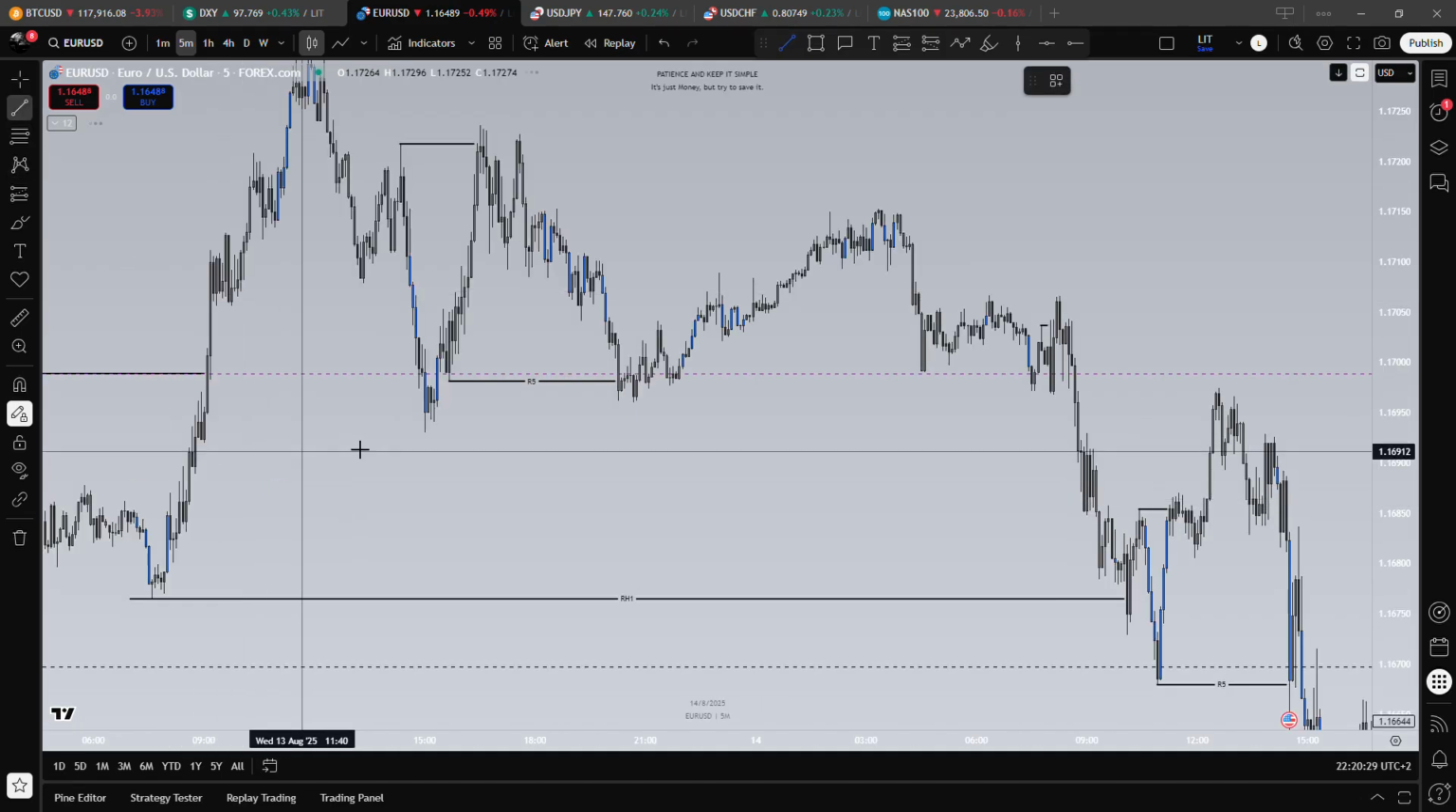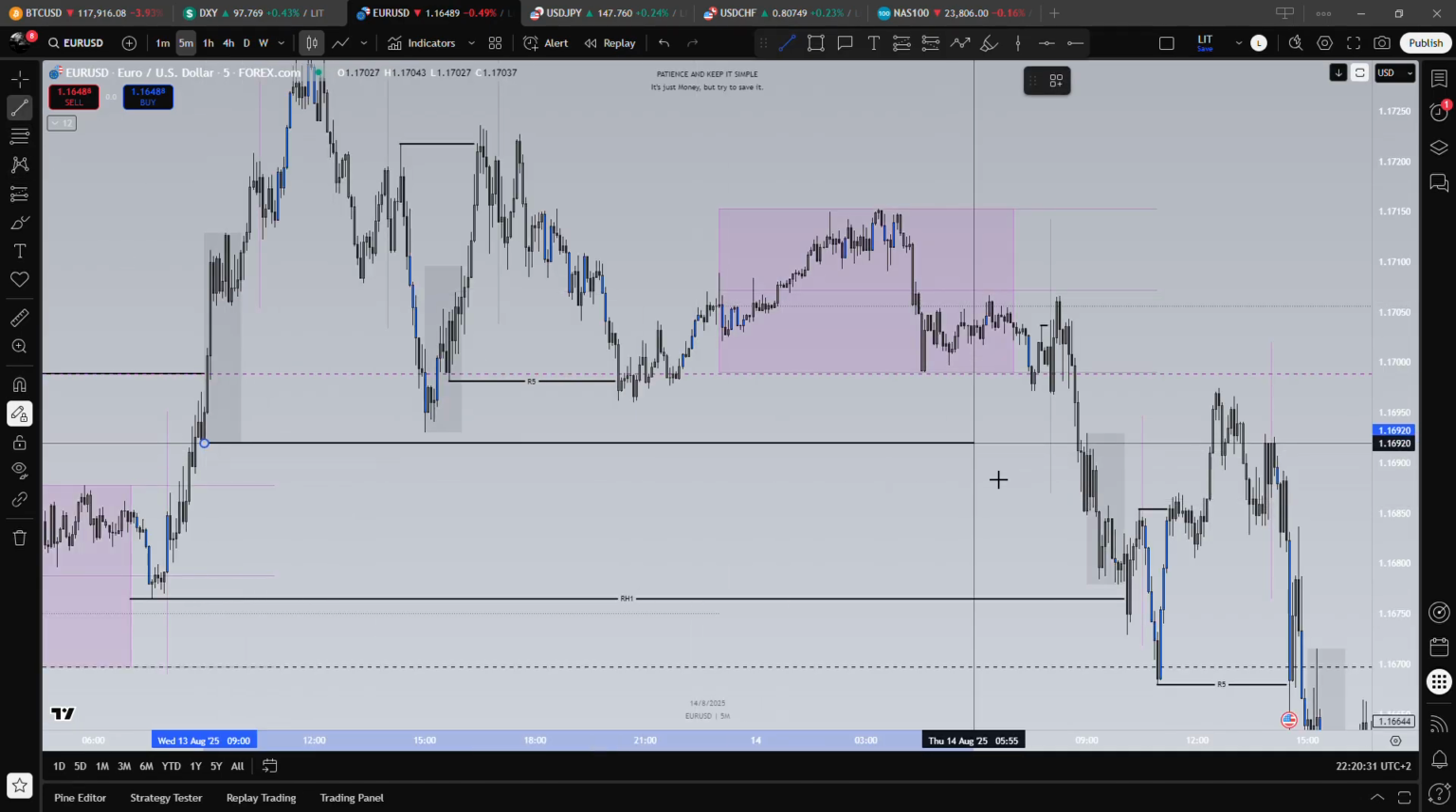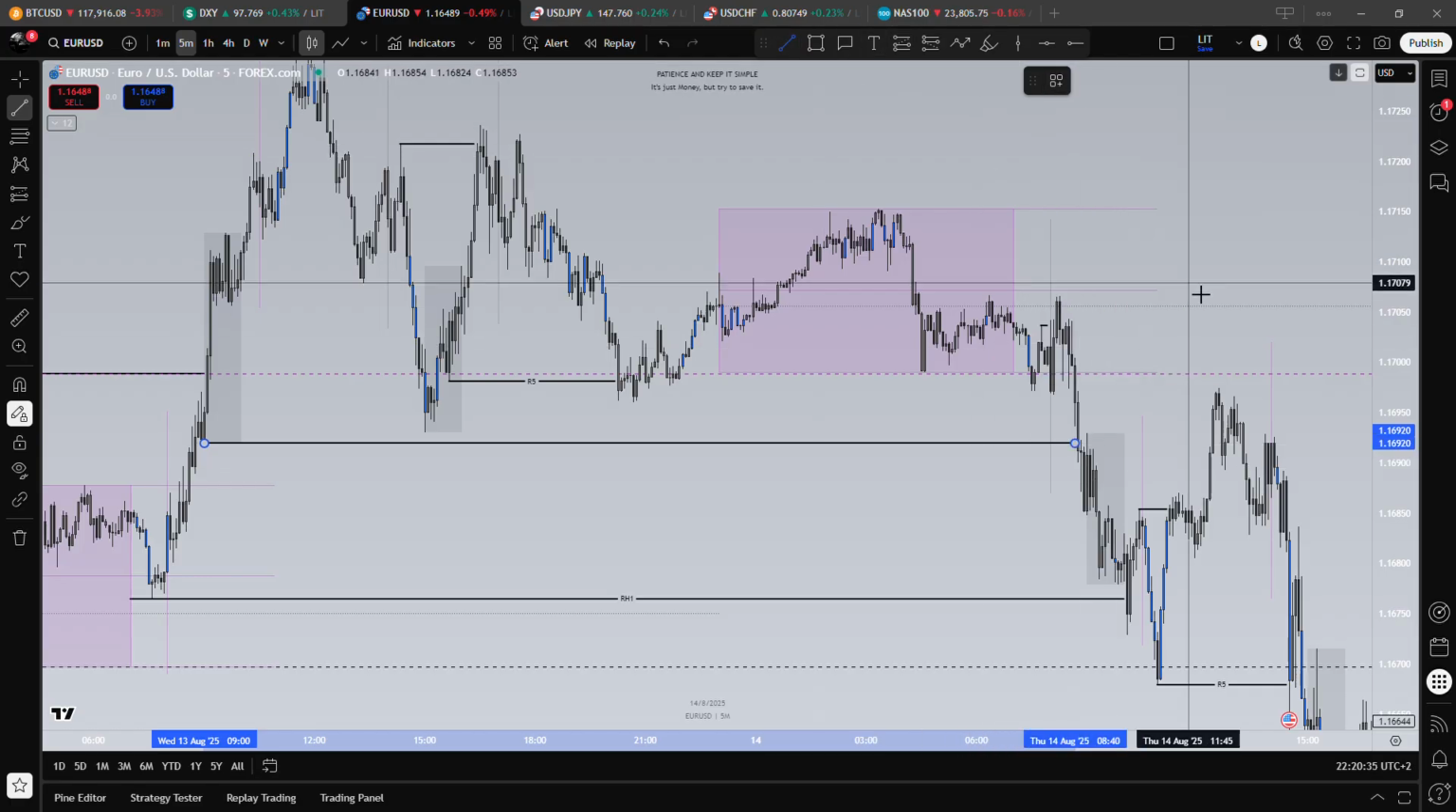Okay, I think, well, yeah, the round liquidity on M5 was here. Now I remember.